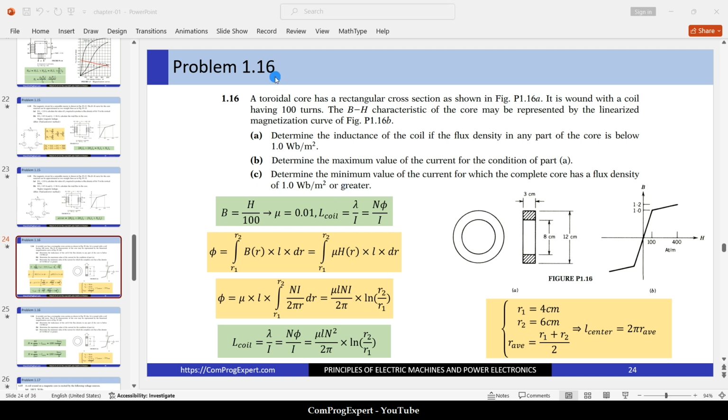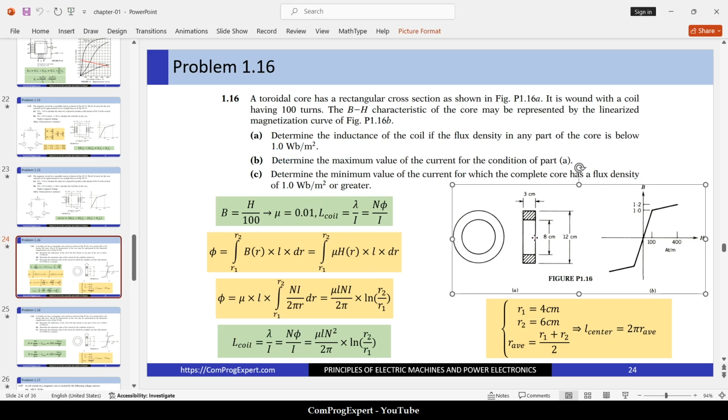Problem 16. A toroidal core has a rectangular cross section as shown in this figure. It is wound with a coil having 100 turns. The BH characteristic of the core may be represented by the linearized magnetization curve of this figure. Determine the inductance of the coil if the flux density in any part of the core is below 1 Weber per meter square. Okay, below 1 Tesla.